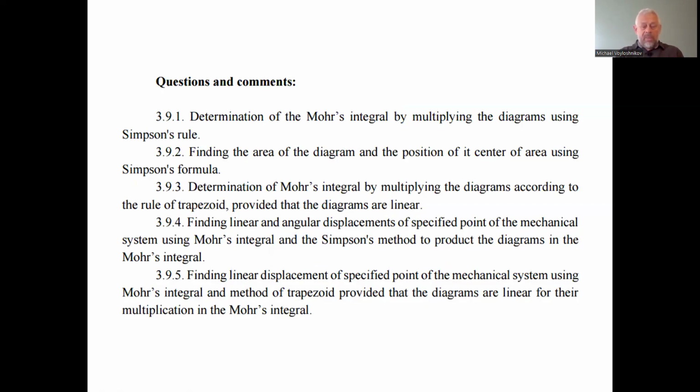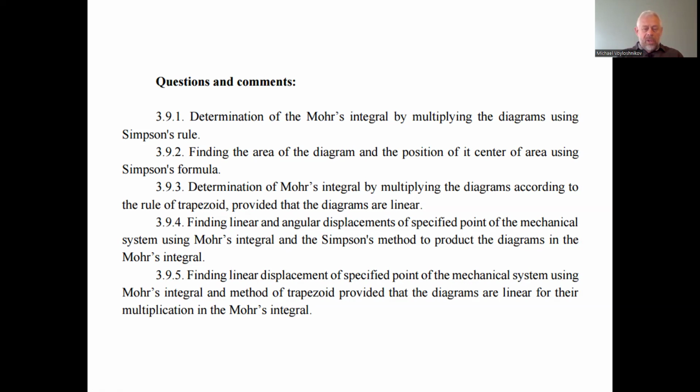Determination of the Mohr integral by multiplying diagrams using the Simpson rule. Using the Simpson rule, we have a common factor, a common fraction, for each element of the mechanical system. For each length of the element of the mechanical system, the common factor is out of the brackets. We have L divided by 6. And in the brackets for Mohr, we have the products of the magnitudes. We don't need to find the areas and the locations of the centers of the areas, as we have to do when using the Vereshchagin rule.